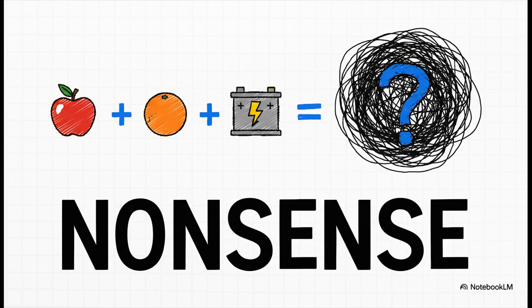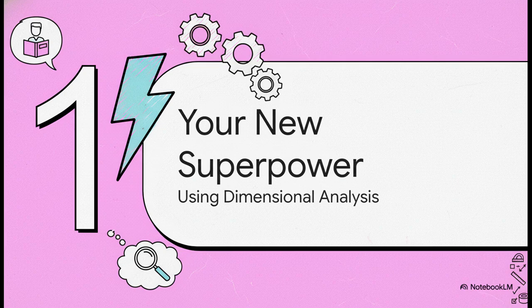And as the source material points out, the technical term that physicists use for an equation that's dimensionally inconsistent like this is, quite simply, nonsense. So you see, this is way more than just a neat trick. It's a practical tool. It's your new superpower.